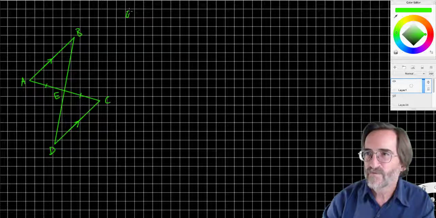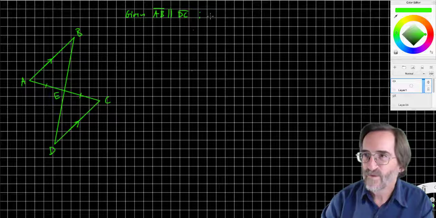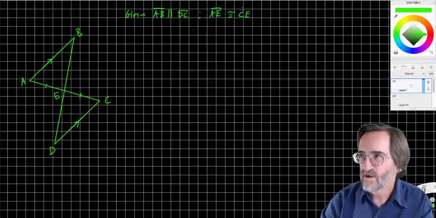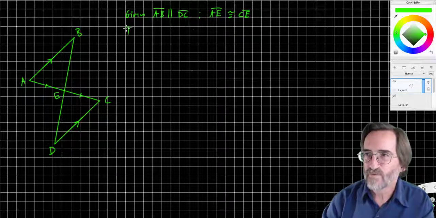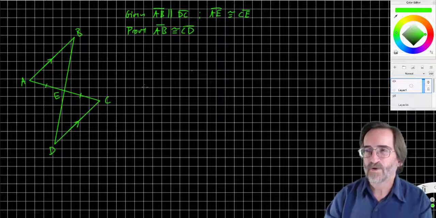So given: segment AB is parallel to segment DC, and segment AE is congruent to segment CE. And here's what we're going to prove. We're going to prove that segment AB is congruent to segment CD. I'm going to prove those are congruent.